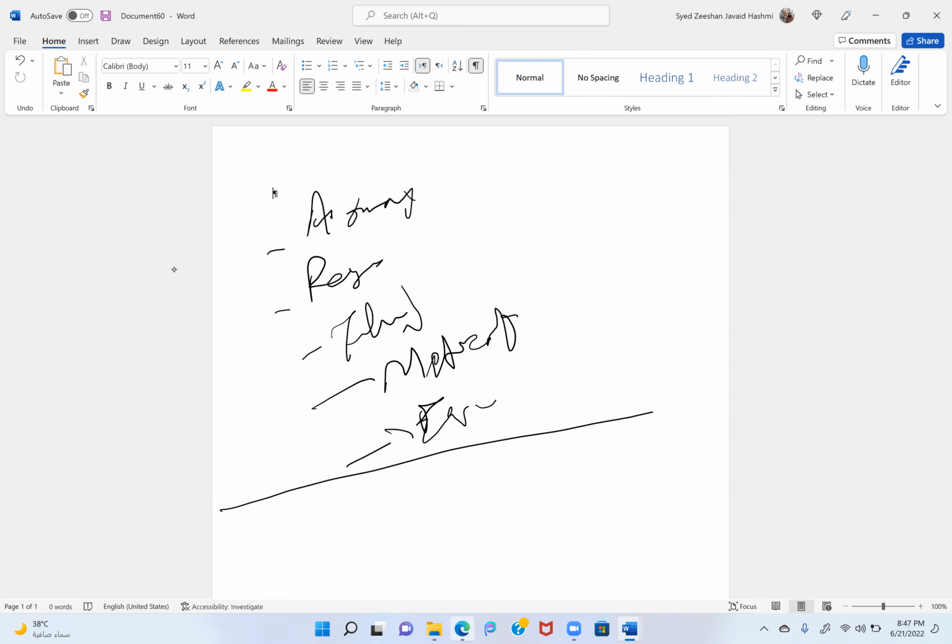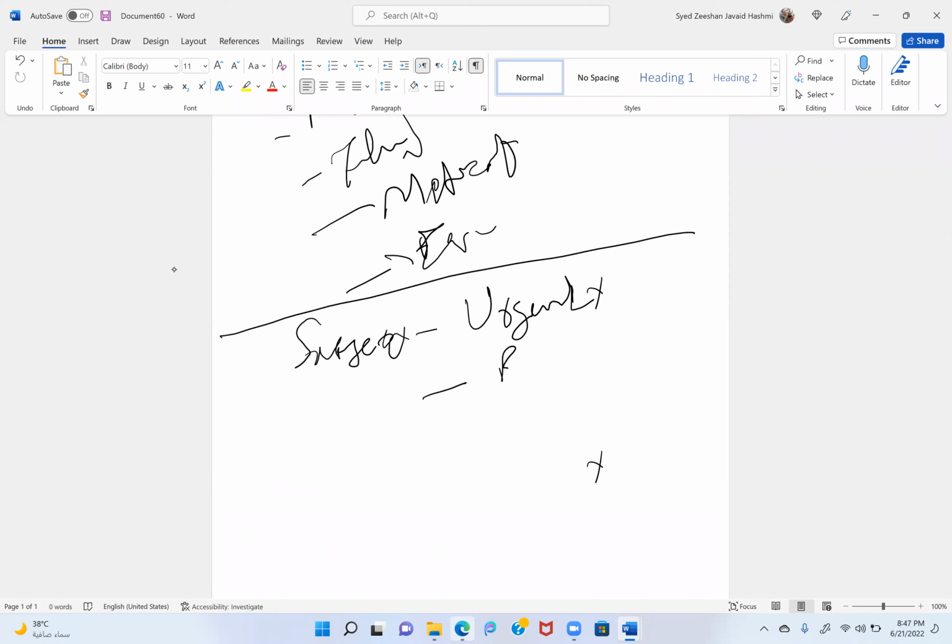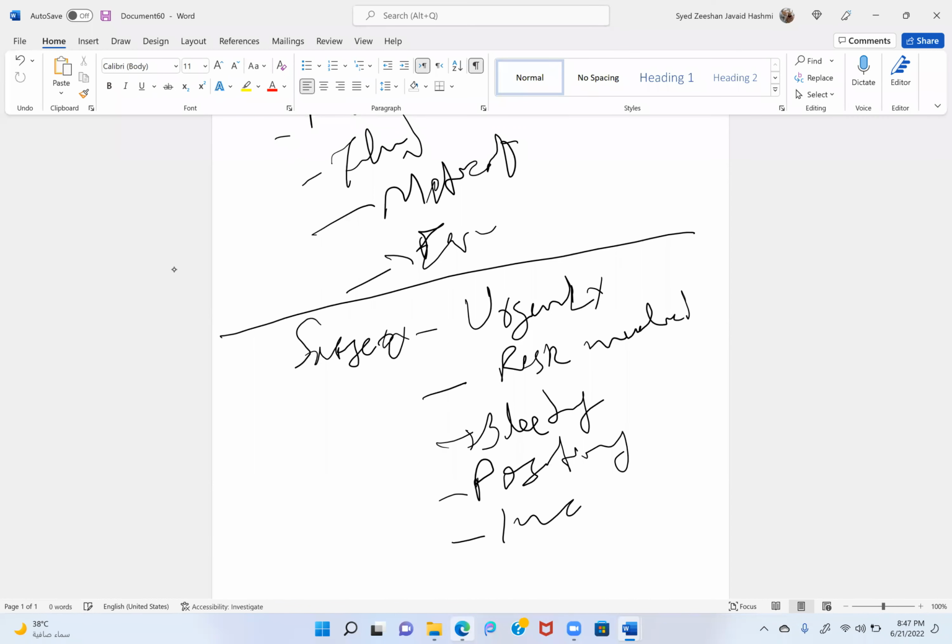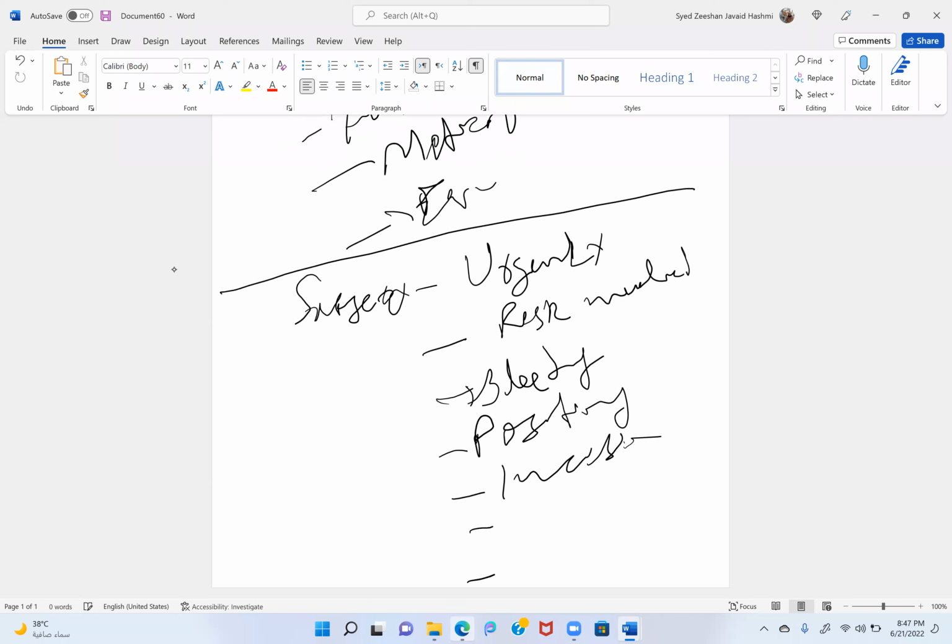And then the third thing will be surgery. What sort of surgery it is, usually how urgent it is, urgency of the surgery, risk involved, whether it is high risk surgery or low risk surgery, bleeding risk, specifically how much bleeding you are expecting. And then what position the surgery is happening in, what sort of incision the surgeon will give, and any critical step.